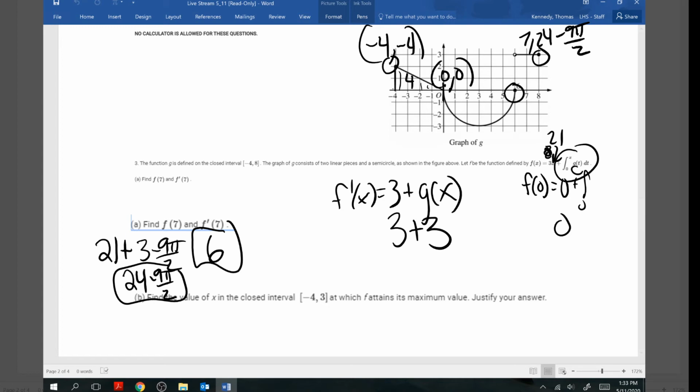Oh, -4 to 3, psych. This is my cutoff. So, okay, that means I'm only testing -4, -4, 0, 0, and whatever 3 is. I find f of 3 by doing 3 times 3 plus the integral from 0 to 3 of g of t.